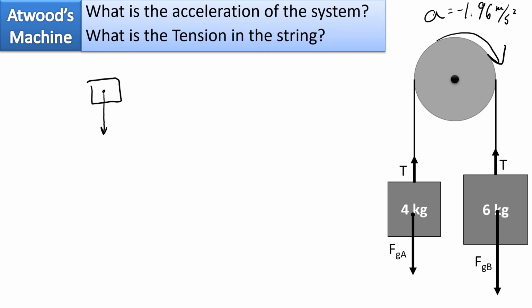Our weight is going to point in the direction we would expect it to. FG is pointing straight down, so that's cool. And then the tension in the string. What is the tension in the string? Is it equal and opposite? No, the tension in the string is different from this. And how do I know? Because it's accelerating. Now we know it's accelerating at 1.96 meters per second squared.